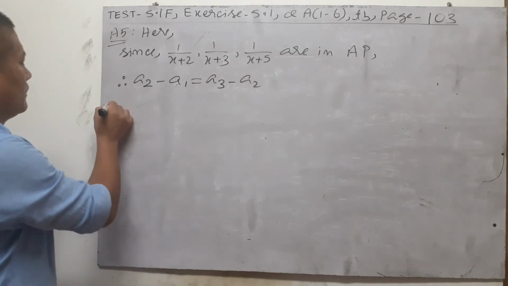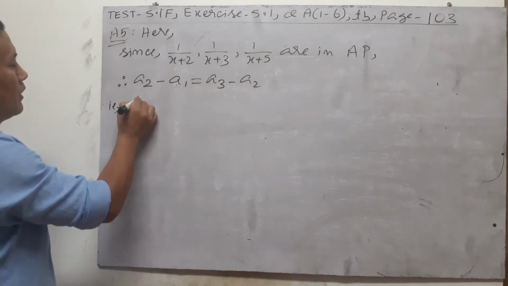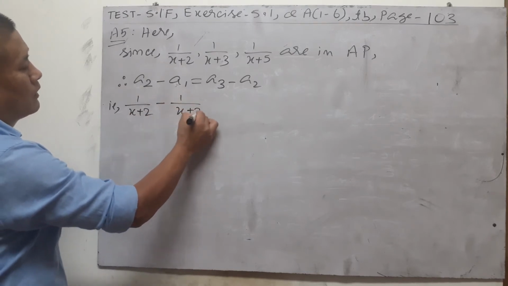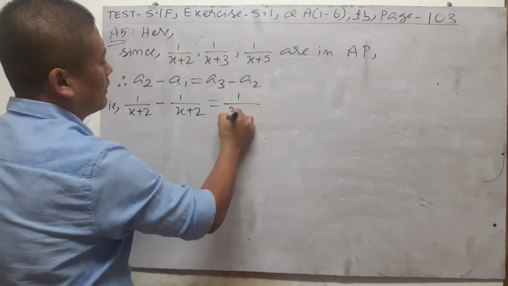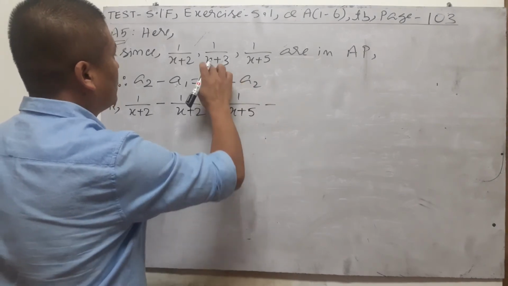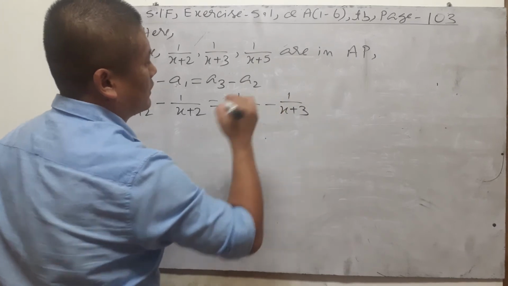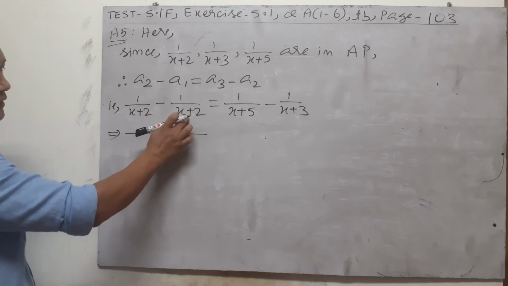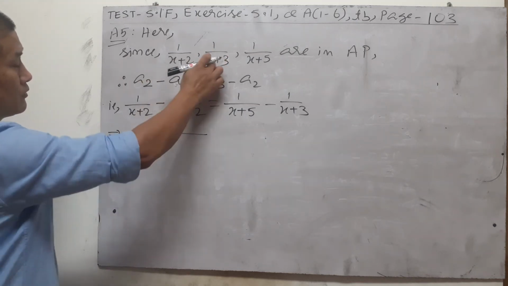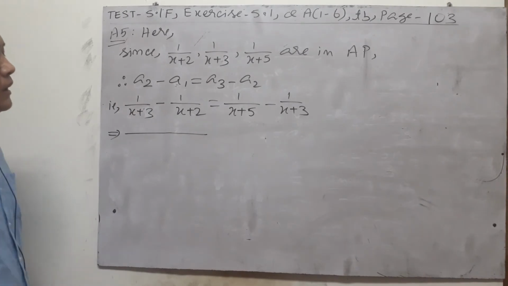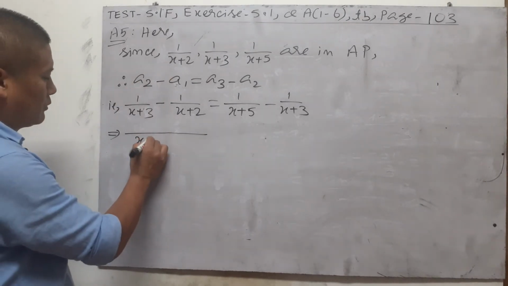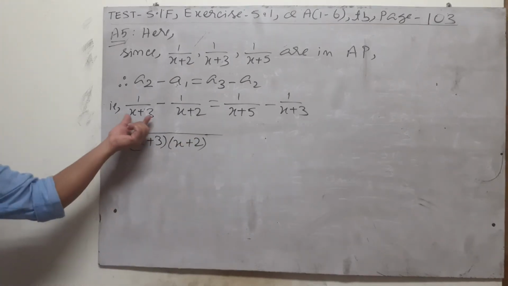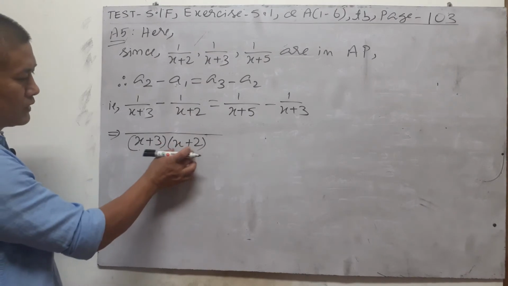Okay, so that means A2, 1 by x plus 3, minus A1, which is 1 by x plus 2, equals A3, which is 1 by x plus 5, minus A2, which is 1 by x plus 3. It's just a matter of simplifying it. Taking 1 by x plus 3 minus 1 by x plus 2, the LCM of the denominators is x plus 3 into x plus 2. So x plus 3 is here, and the one which is not there in the LCM is x plus 2.